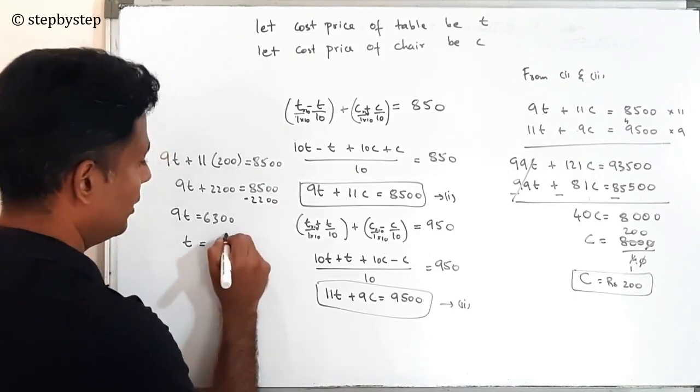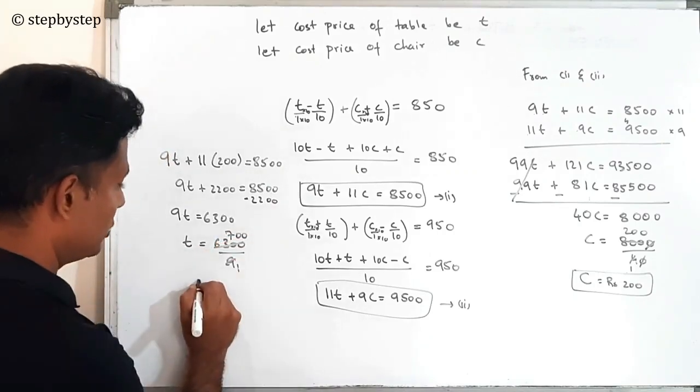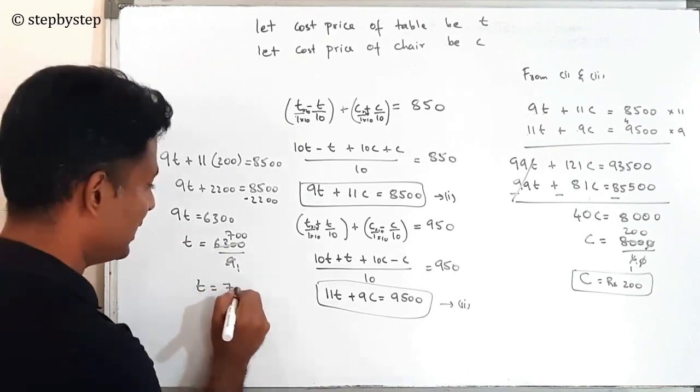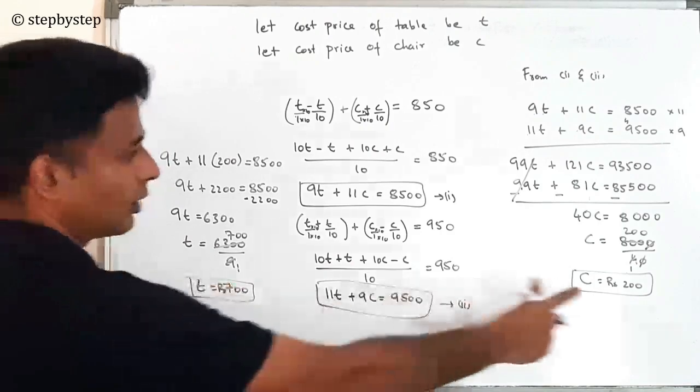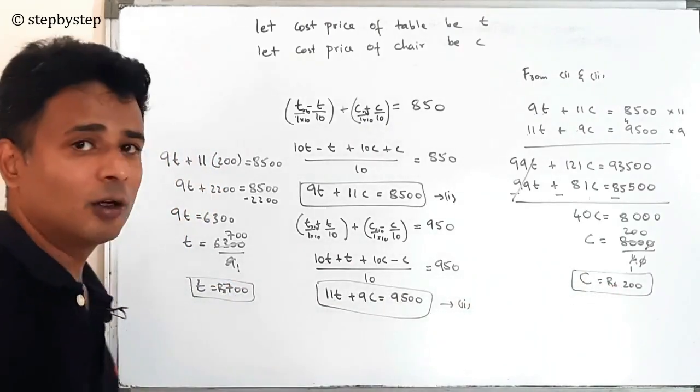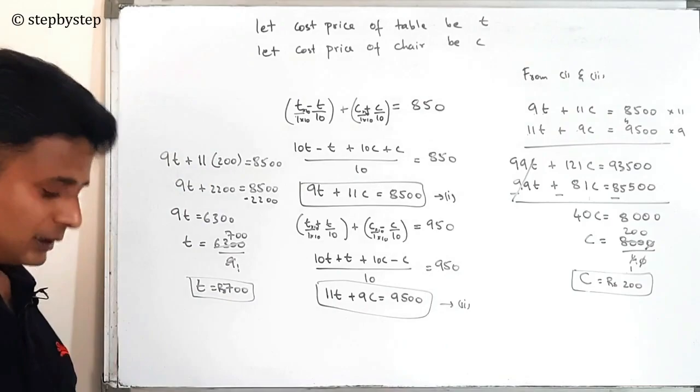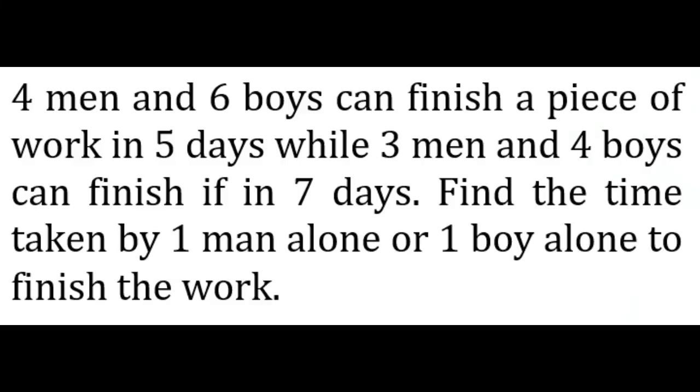So 9 sevens are 63, so t is 700. So what is the cost price of the table? 700 rupees. So the cost price of the chair is 200 rupees. Cost price of the table is 700 rupees.